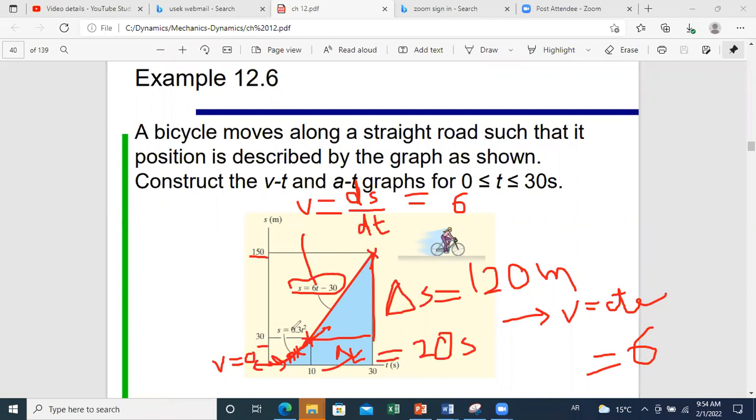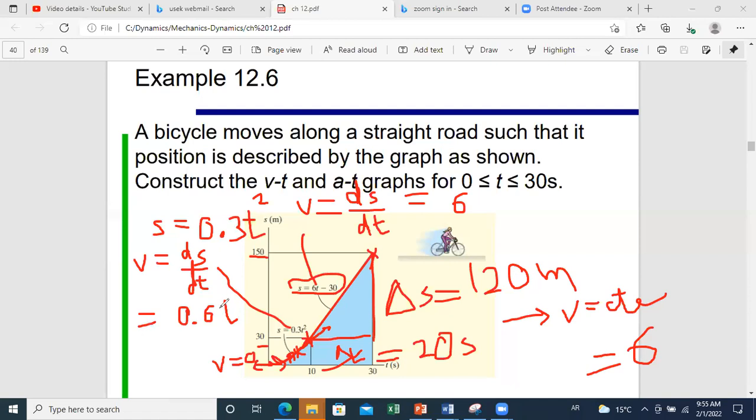So I have S in this region given. S is equal to 0.3 t squared. So all I have to do is to derive this relation with respect to time. So V is ds by dt, which is equal to 2 times 0.3t, which is 0.6t. So as expected, V is linear with respect to time, because if S is second degree with respect to time, then velocity will be linear with respect to time, and acceleration will be what?